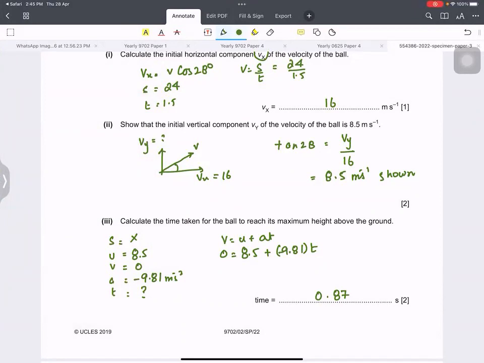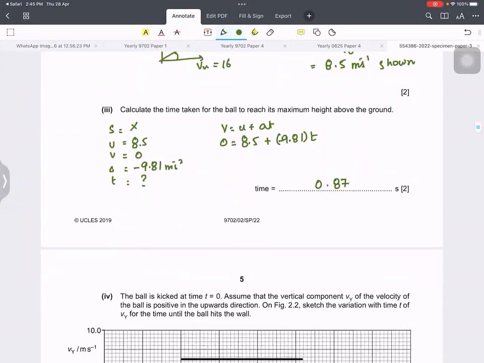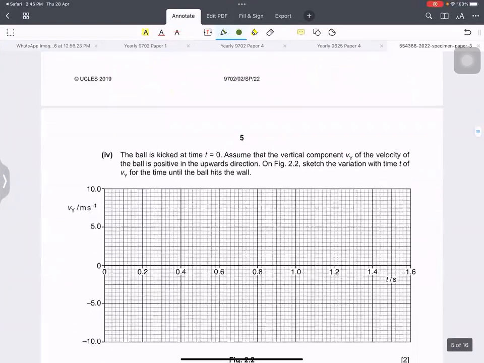Okay. Okay, this wasn't that bad. And then we are going down.